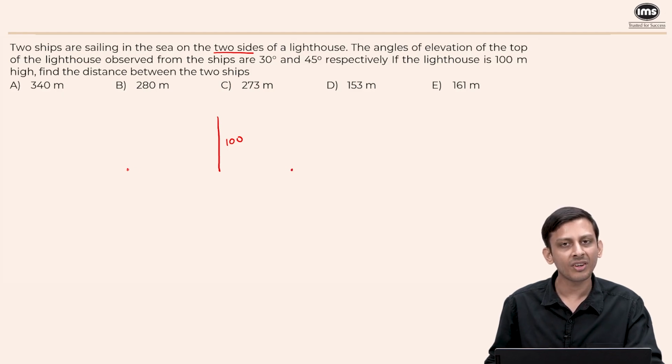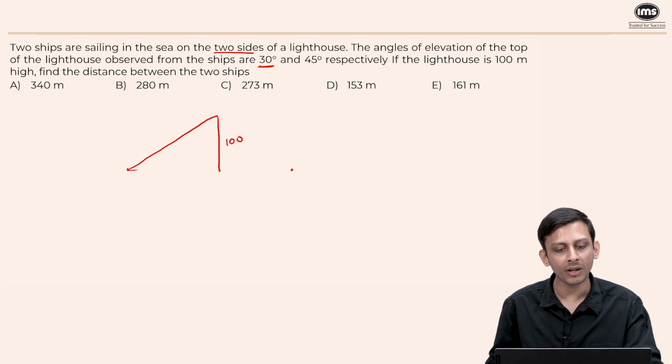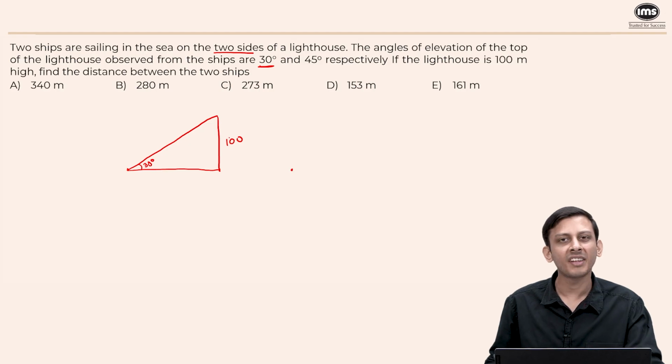Now let's say that this ship is subtending angle of 30 degrees. Angle of elevation is 30 degrees here with the top of the lighthouse. So if we connect it with the top of the lighthouse, this angle that we will get will be 30 degrees. So let's also connect the bottoms to make the triangle. And here the angle of elevation is 30 degrees. And of course, lighthouse is considered to be vertical. So this angle will be 90 degrees.